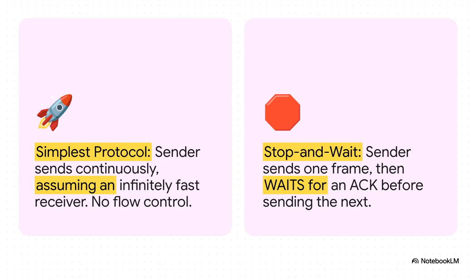Now, in this fantasy land, we could use what's called the simplest protocol. The sender just assumes the receiver is infinitely fast and just blasts data nonstop. But a more realistic approach, even in a perfect world, is stop and wait. With this one, the sender sends one frame, one letter, and then it literally stops and waits. It will not send the next letter until it gets an acknowledgement or an ACK back from the receiver.